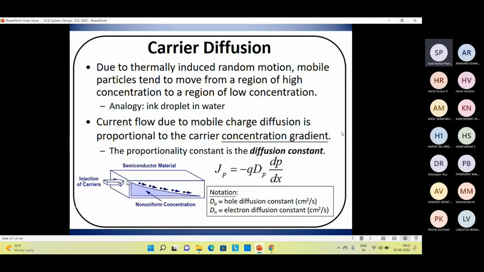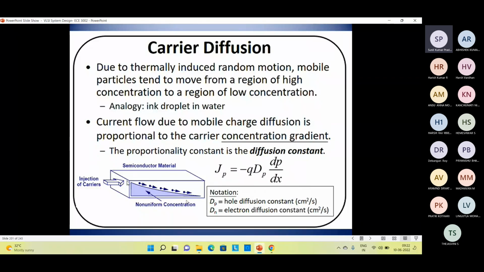Okay, so this is actually the cases. Jp is equal to minus q dp by dx. This is our current density for holes, and the current density for electrons, Jn, is equal to q dn by dx. Okay, so this is actually the diffusion current equation.